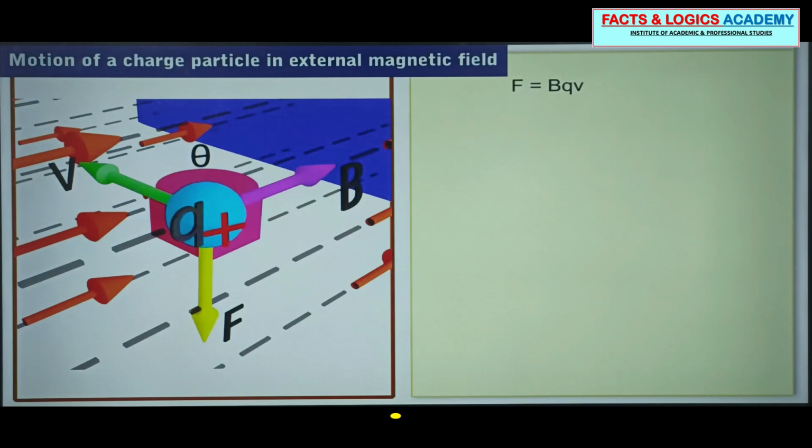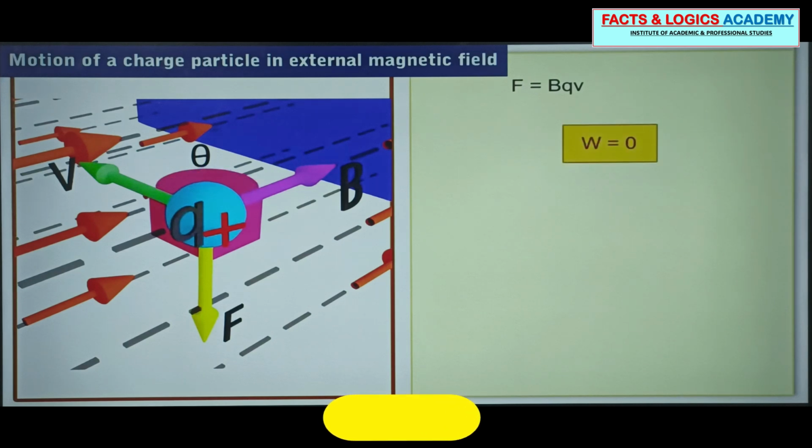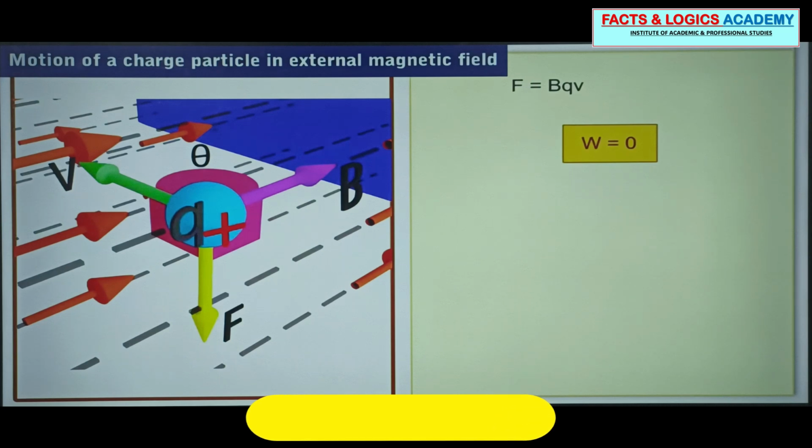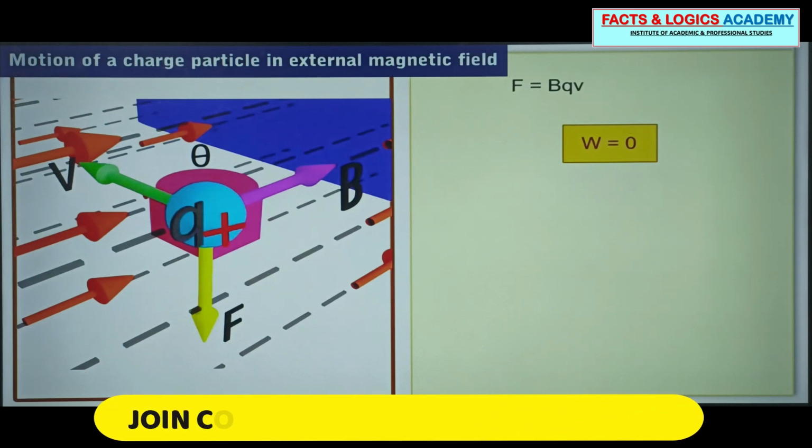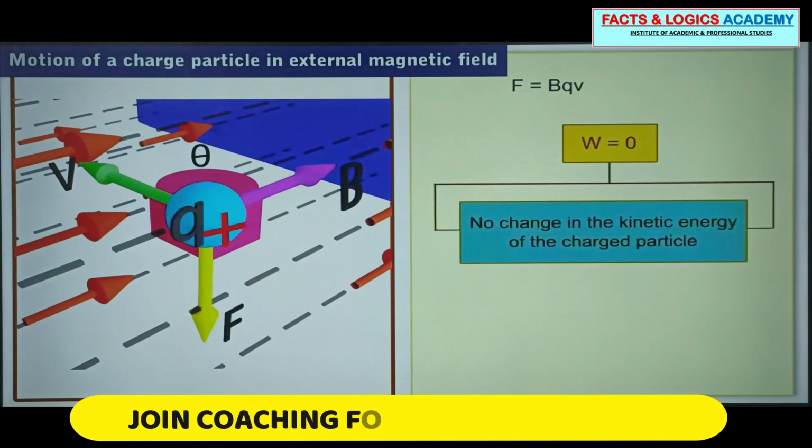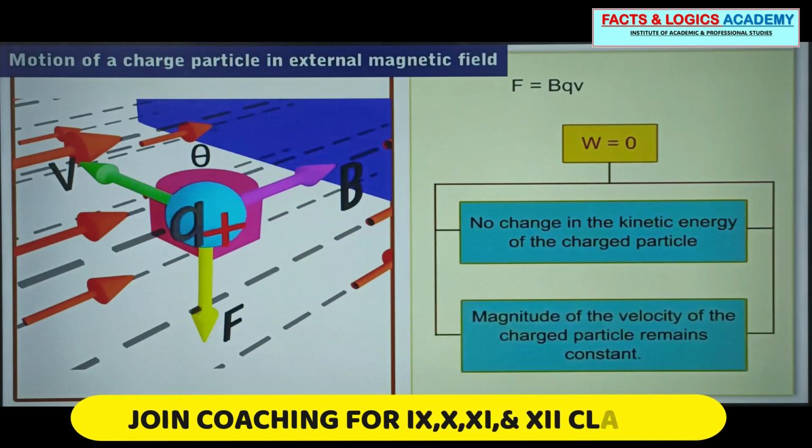In the case of a charged particle in a magnetic field, the magnetic force is acting perpendicular to the direction of the velocity, and thus the work done on the charged particle is zero. As the work done on the charged particle is zero, there is no change in the kinetic energy of the charged particle, and the magnitude of the velocity of the charged particle remains constant.